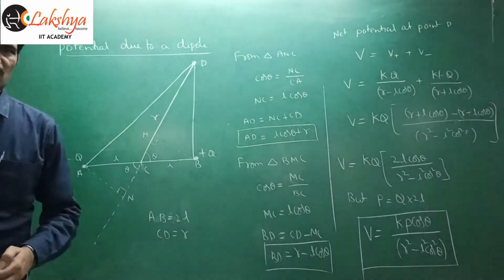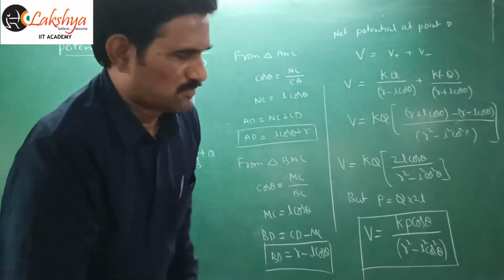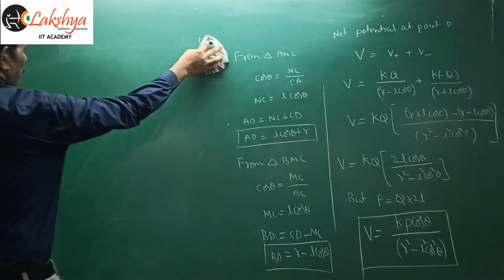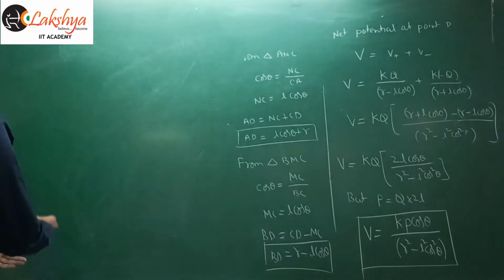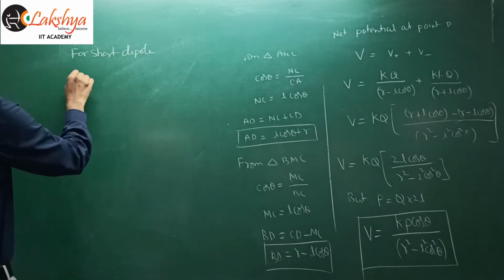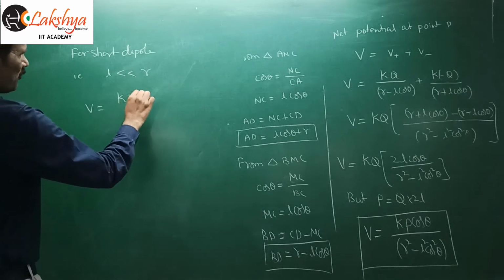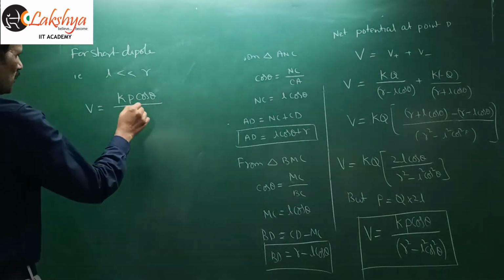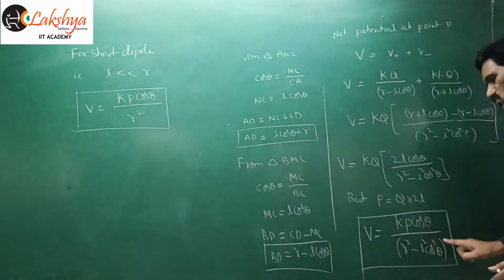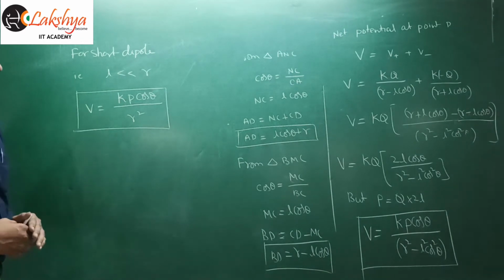Now in case of a short dipole, we know short dipole means the L value is very small when compared to that of R. So the L square term can be neglected here. So I will write for the short dipole this potential as Kp cos theta by r square. That means this L square term will be negligible, so we are neglecting this term. Then it is Kp cos theta by r square. So this is the potential due to a short dipole at any general point.